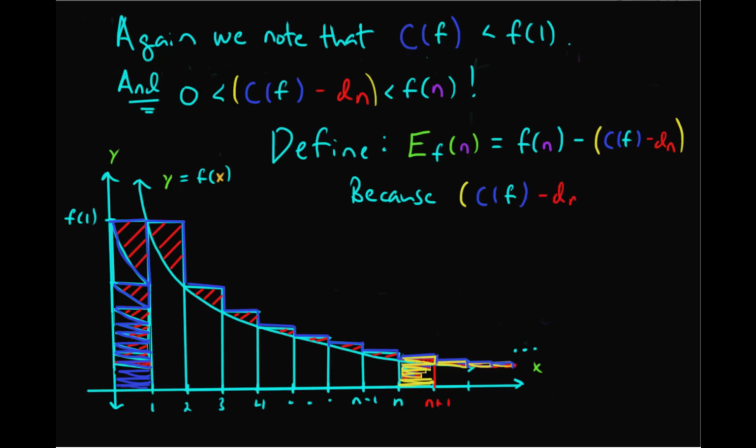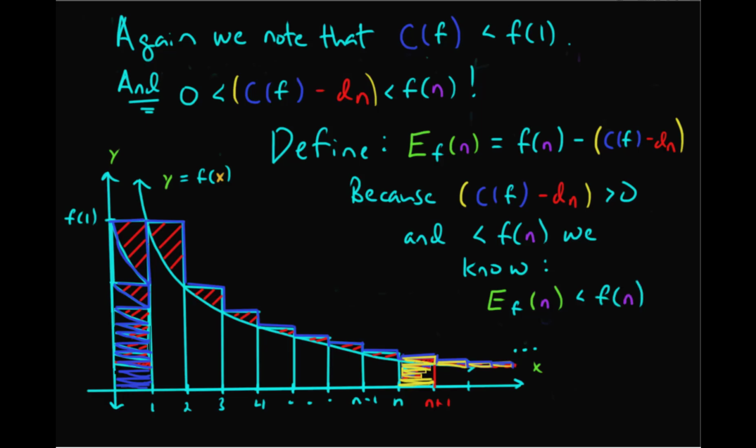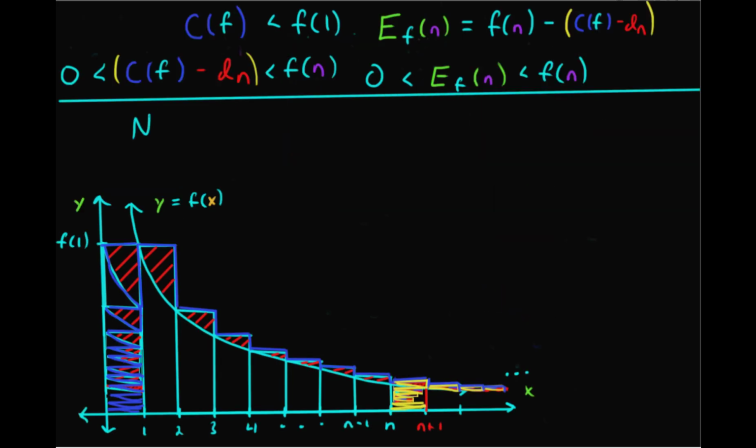Now, because we already showed that c of f minus d sub n is greater than 0 and also less than f of n, we can conclude immediately that e sub f of n is a positive quantity. We know that because f of n is positive and we're subtracting something from it that's less than it, so e sub f of n is still positive, but e sub f of n is also going to be less than f of n because by definition, e sub f of n is equal to f of n minus, open parenthesis, c of f minus d sub n, close parenthesis. So I'll move all of those facts to the top line here, and now we're ready to do our proof.